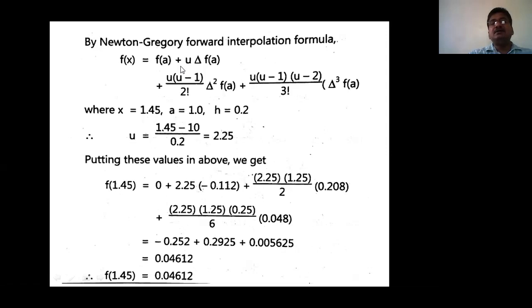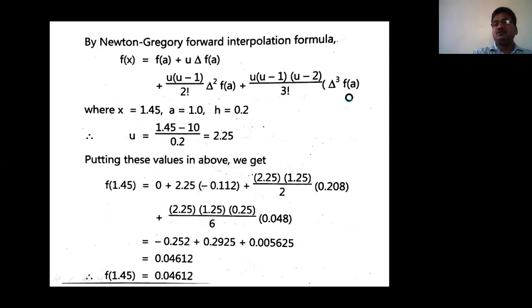Then write Newton's forward interpolation formula, Newton's Gregory forward difference interpolation formula. This is the general formula. f of x is equal to f of a plus u delta f of a, plus u into u minus 1 by 2 factorial delta square f of a, then u into u minus 1 into u minus 2 divided by 3 factorial delta cube f of a, and the next term is u into u minus 1, u minus 2, u minus 3 divided by 4 factorial delta raised to 4 f of a.